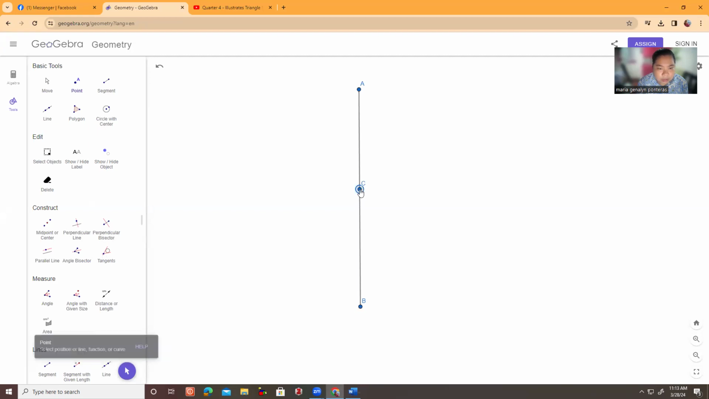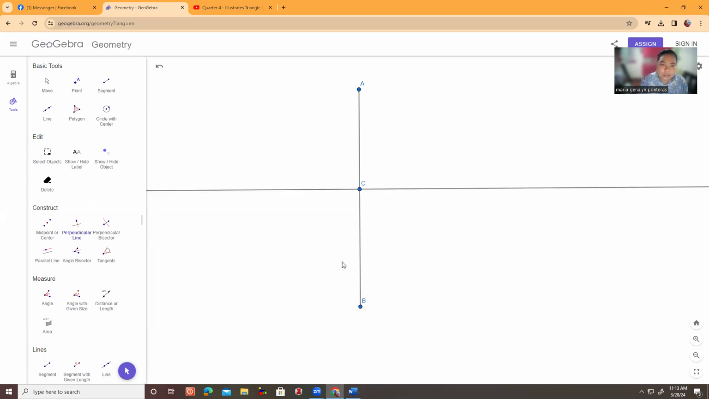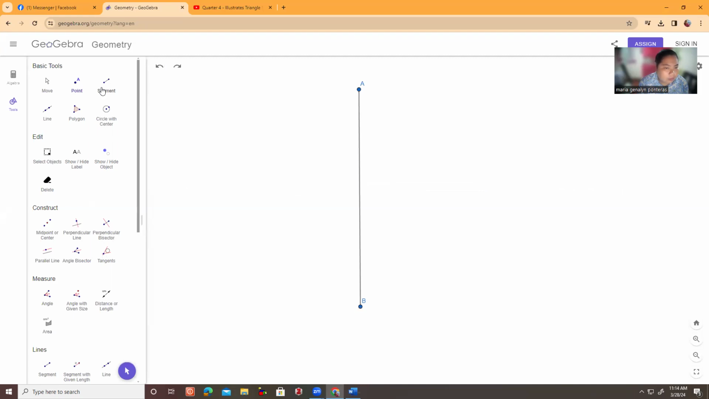Let's try here. So we have here point C, and we want a perpendicular line. Okay, so this is the perpendicular line. Okay. So let's have another point here. Another point. Maybe let's try to make a segment. Maybe segment is better.